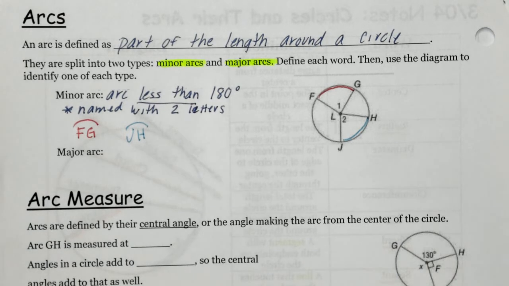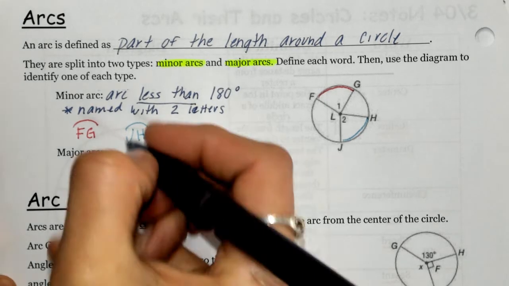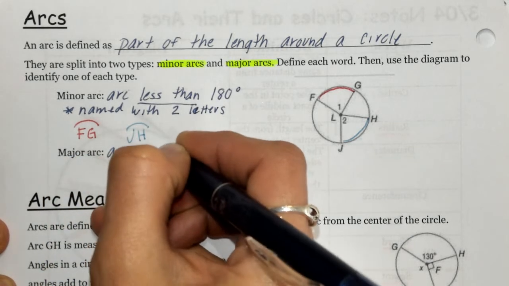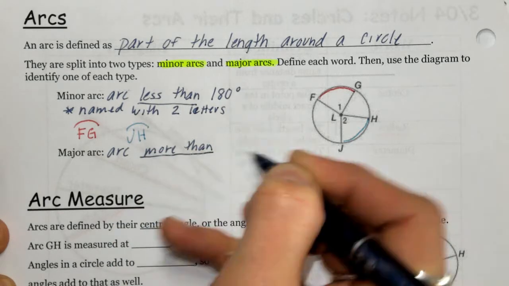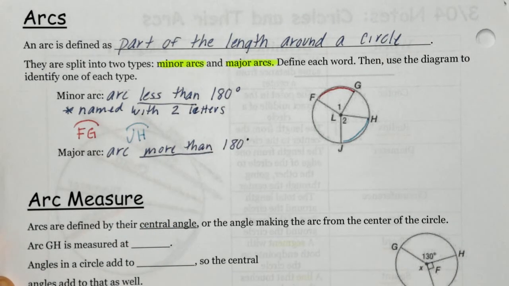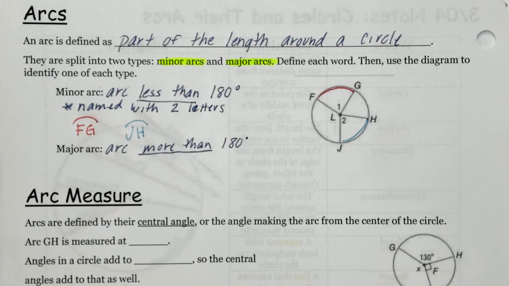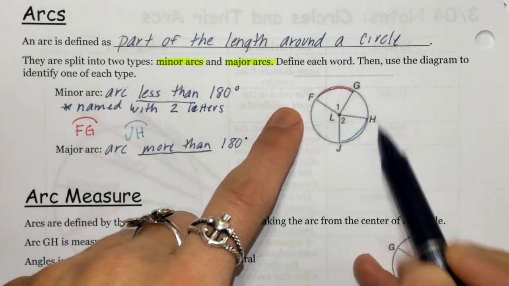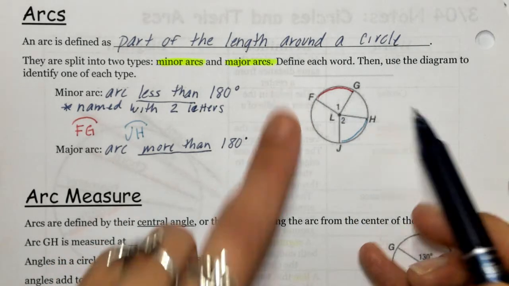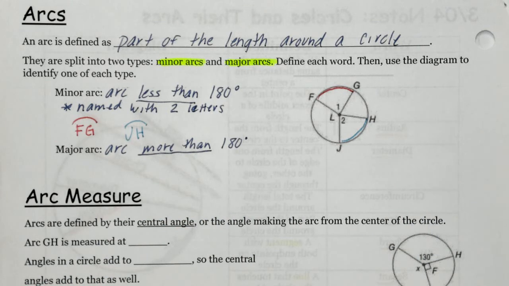When we get to our major arc, take a wild guess what this definition is. Yep, it's going to be more than that 180 degrees. So an arc more than 180 degrees. Now we have to change how we name it, because if we just name it with 2 letters, and I tell you, let's go back to FG. Well, starting at F, I don't know whether I'm supposed to go clockwise or counterclockwise. Am I getting the minor arc or the major arc? So in order to name a major arc, you need to include another letter so that the person reading knows whether you're talking about major or minor.